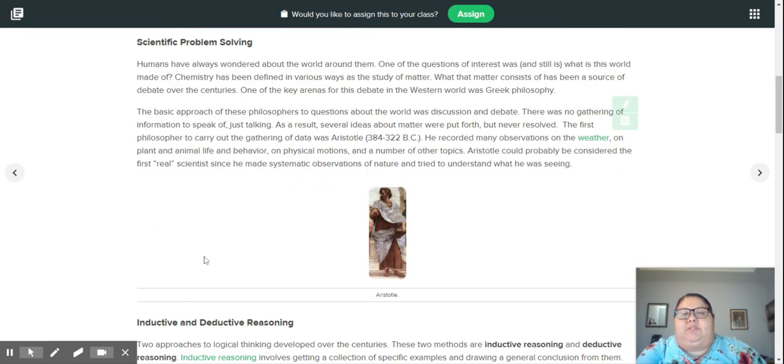So, scientific problem solving. Humans have always wondered about the world around them. One of the questions of interest was and still is, what is this world made of? Chemistry has been defined in various ways as a study of matter. What matter consists of has been a source of debate over the centuries. One of the key arenas for this debate in the Western world was Greek philosophy.